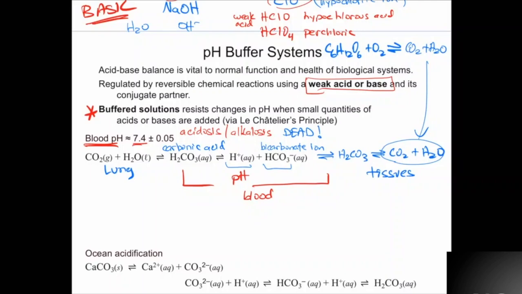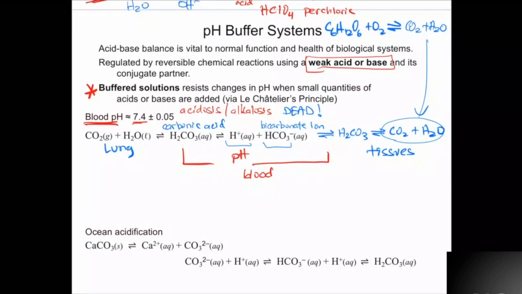When you make a buffer system in the laboratory to do an experiment, it's the exact same thing. You use a weak acid or a weak base to make a system that's then resistant to large fluctuations in pH when you start adding acids or bases to it. So that's kind of my intro into what a buffer system is and why they're important, from a biological standpoint, of course. We're doing it for chemistry.